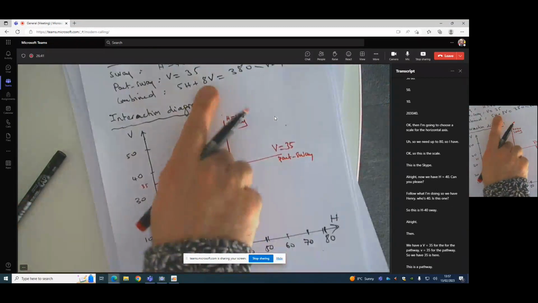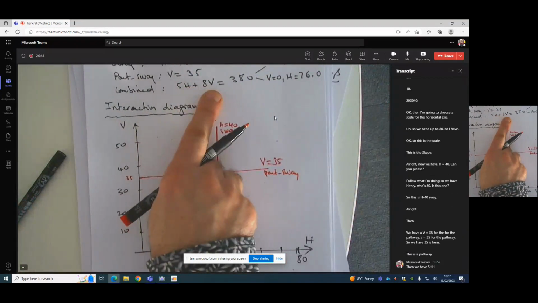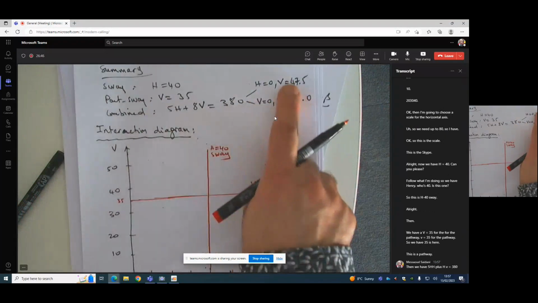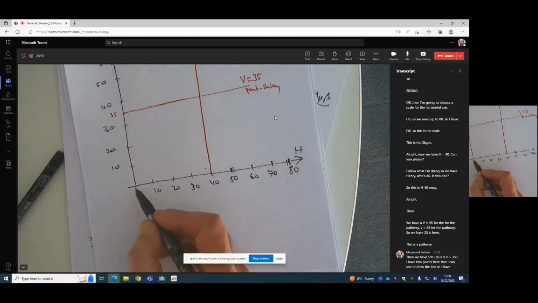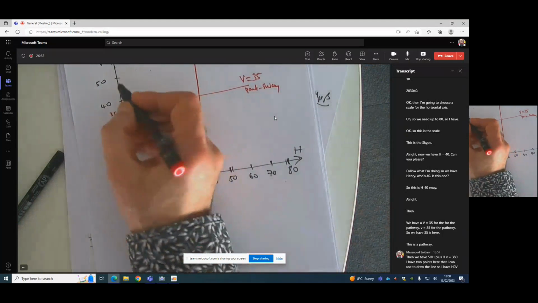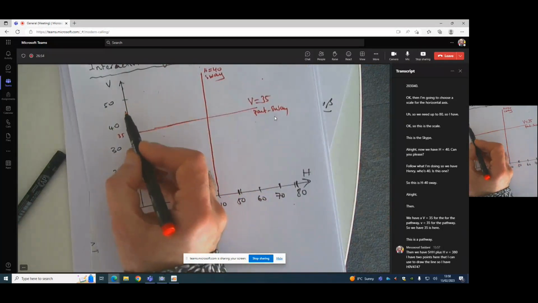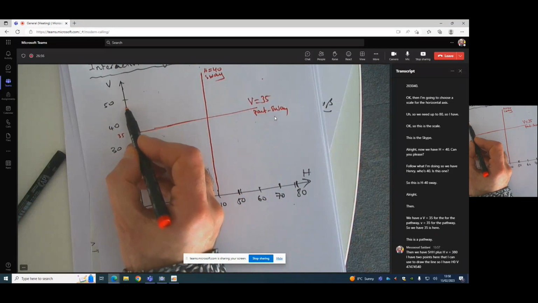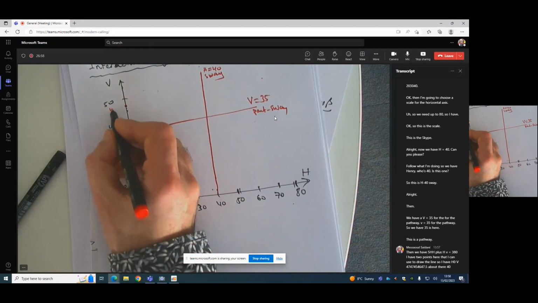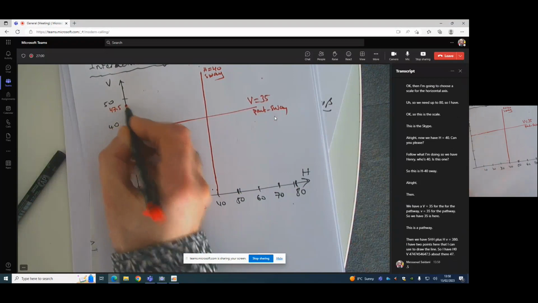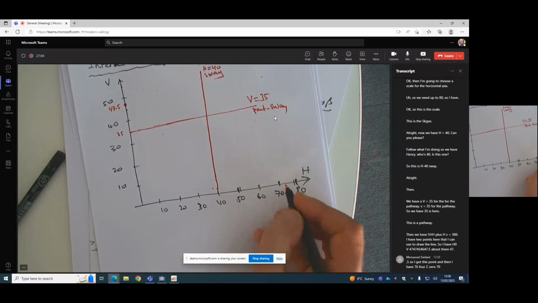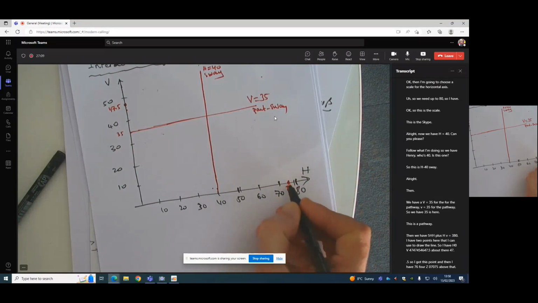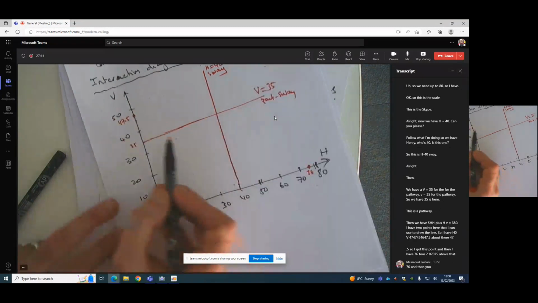Then we have 5H plus 8V equals 380. I have 2 points here that I can use to draw the line. So I have H equals 0, V equals 47.5, about there. So I got this point. And then I have 76 for V equals 0, about there, 76. And then you join these two together.